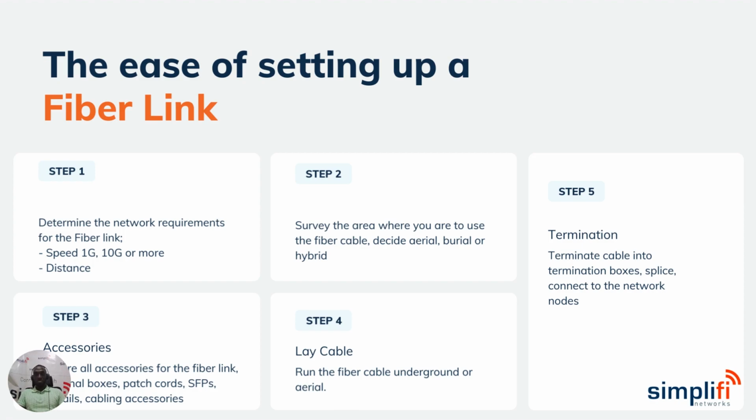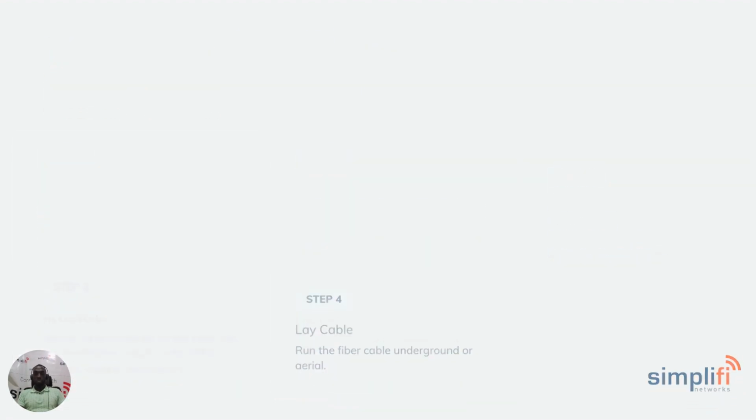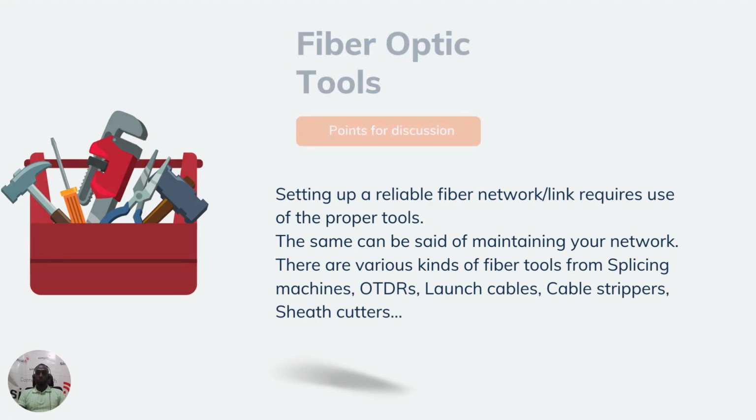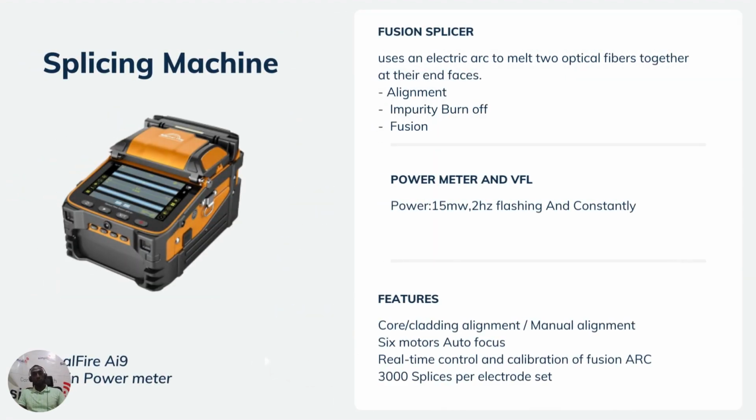So once you reach step 5 and it's termination time, we want to look at what tools you need to set up a fiber network. These are the tools that any network person, any engineer will need, so that they can either manage, maintain, or build new fiber infrastructure. We'll start with arguably the most important tool when it comes to fiber optics, and that is a splicing machine. A splicing machine is just a device that joins two fiber cores together.